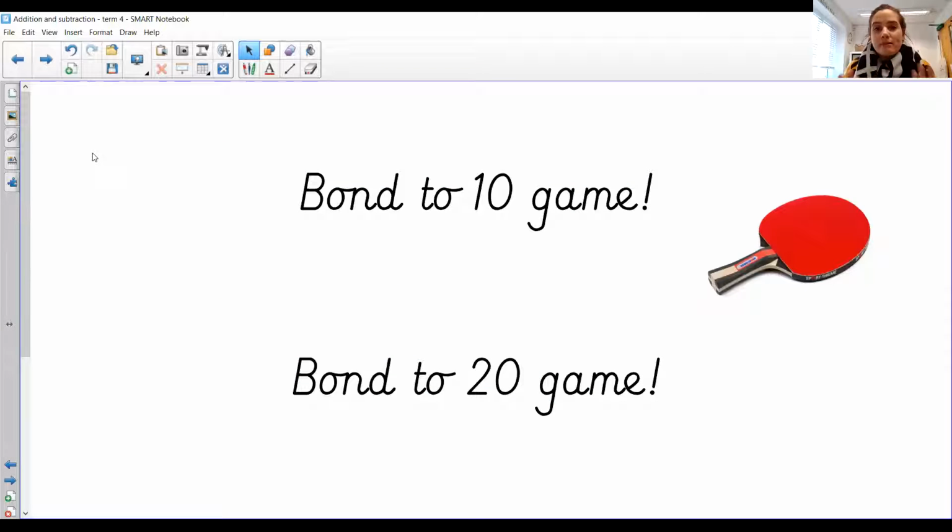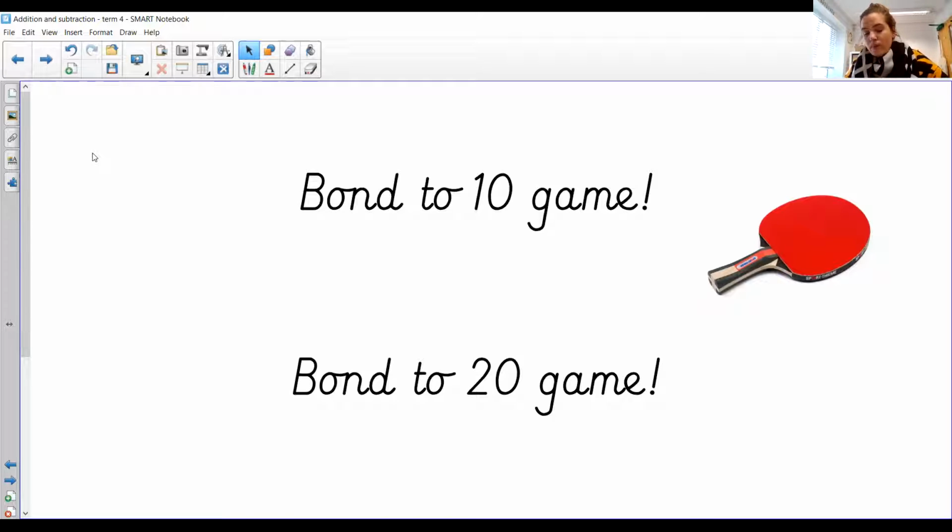Okay, so we're going to play a game now, and I like to call this ping pong with my class. And we're going to think about bonds to 10 first of all. I'm going to say a number and you're going to say the other number that makes 10. So if I say 4, if I bat it to you, you're going to say 6. Brilliant. I say 2, you'll say 8. I say 3, you say 7. I say 9, you say 1. Brilliant. And you might want to pause this now and just play in your class, or if you're at home, play with the person next to you.